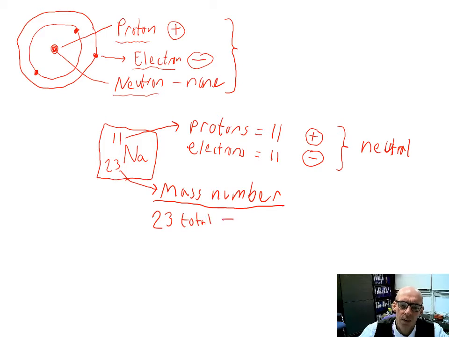But what I have to do is take away the 11 protons, because in total it's 23. There are 11 protons, that's the number up the top here. And that means it leaves me 12 left over. And if you remember from Chadwick's work, what are those other particles called that also weigh something? If you remember, electrons don't weigh anything. That means it has 12 neutrons.